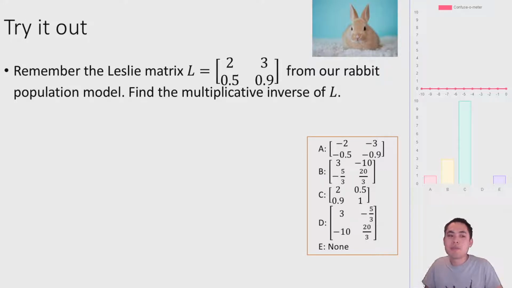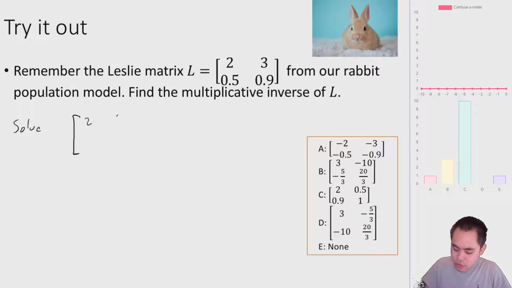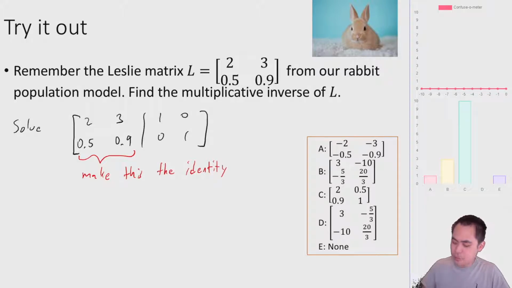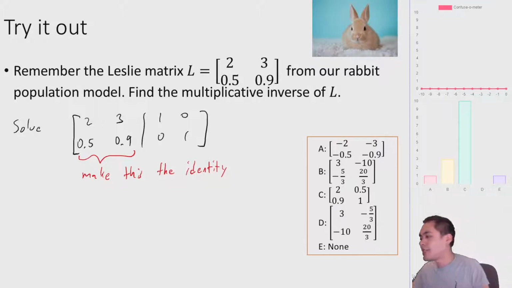So you need to solve for this augmented matrix. You need to solve for 2, 3, 0.5, 0.9, 1, 0, 0, 1, and you want to make this the identity. Let me reset the chat so that we can see everyone's votes, but let's see what people think.